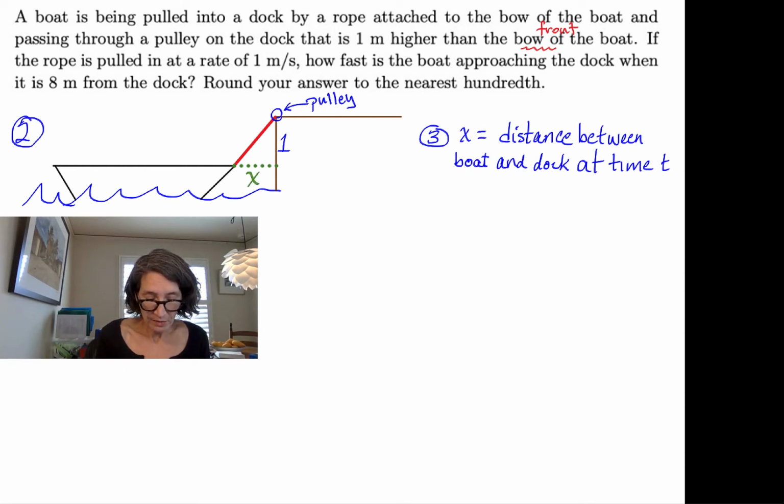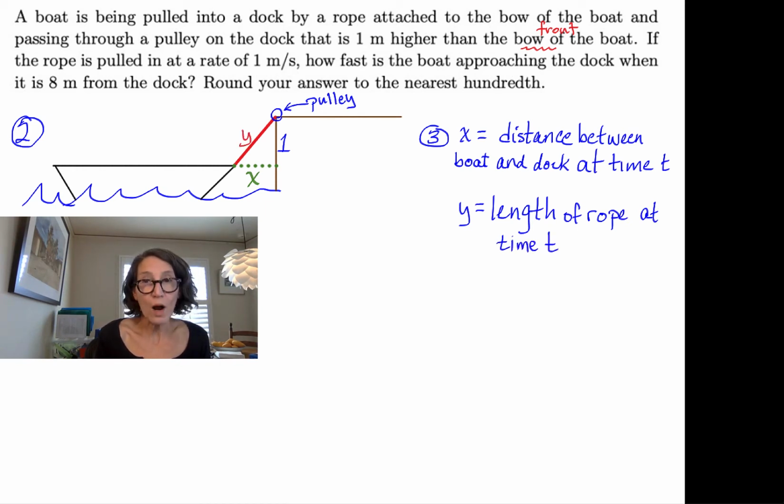And then, so there's x in my picture. y is going to be the length of rope at time t. So the length is changing with respect to time. So I'm labeling it y, but y is a function of t.